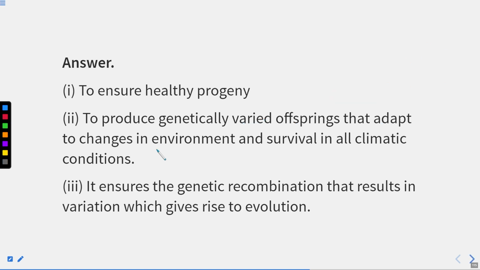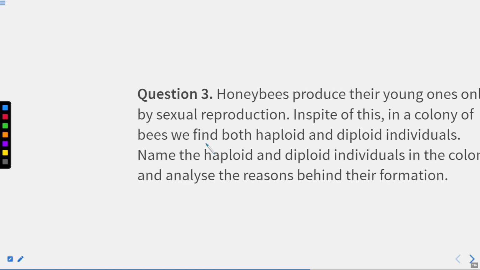Okay, this is the next point. The third point: it ensures genetic recombination that results in variation, which gives rise to evolution. This I've already explained. During meiosis, recombination takes place, which leads to variation, and because of the variation, there is evolution of new species. So through sexual reproduction, we can achieve evolution of a new species. And the offspring produced are genetically varied and they can adjust to the environment and the climatic conditions.